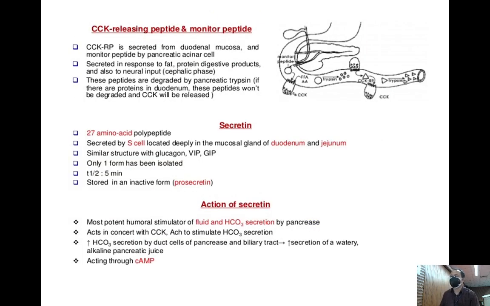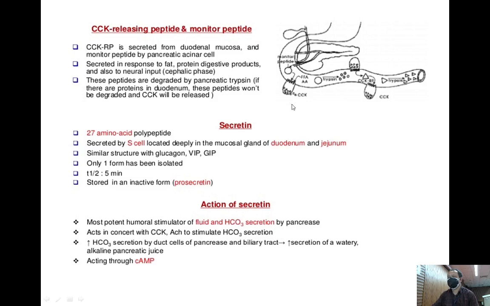Okay, so controlling factors of CCK: it is secreted from the duodenal mucosa and jejunum, from the duodenum and jejunum, in response to fat and digested proteins. And of course, it is also controlled by the neural inputs that you get in the cephalic phase of CCK secretion. These peptides are degraded by pancreatic trypsin. Anyway, I have already spoken all that is written here.